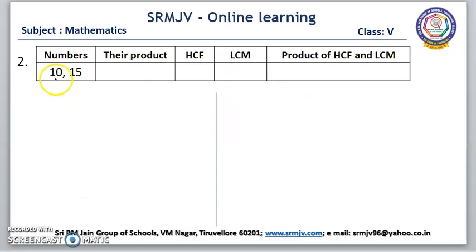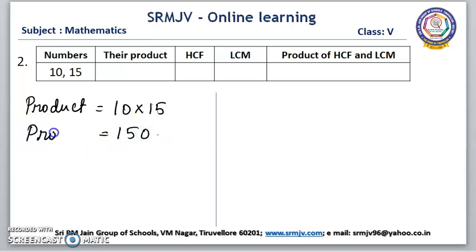The next two numbers are 10 and 15. Here also we are going to find their product, HCF, LCM, product of HCF and LCM. First we are going to find the product of two numbers. Product is equal to 10 into 15. 10 into 15, 150. So product of two numbers is 150. Then we are going to find HCF, highest common factor of 10 and 15.